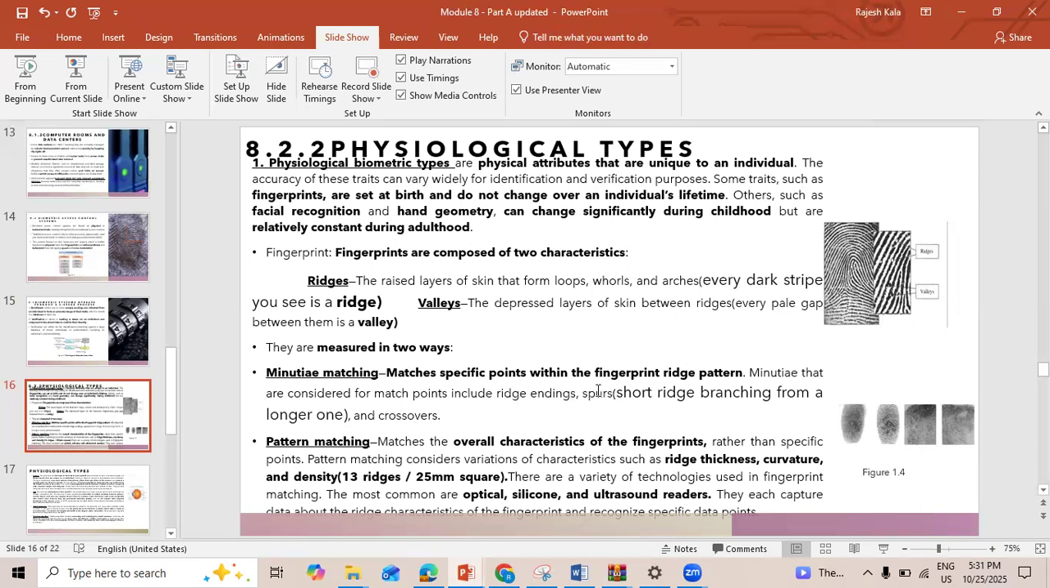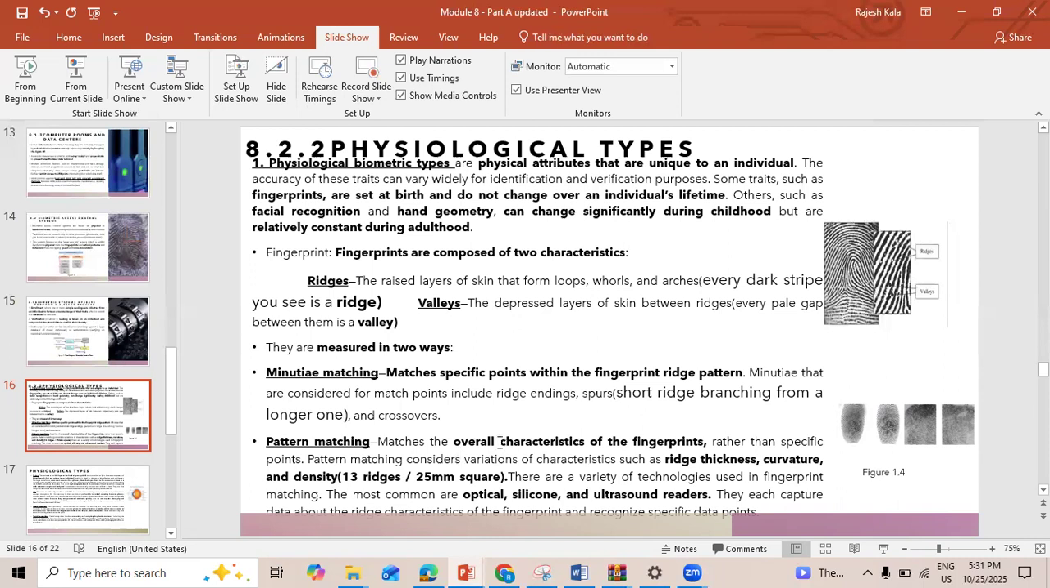What about spurs? Spurs are ridges branching from a longer one. From the long ridge there is a shorter branch-like ridge. That is minutiae matching, and we also have crossovers, where sometimes two ridges cross each other. Then pattern matching measures the overall characteristics, not just specific points.